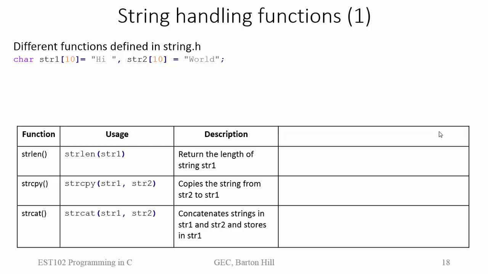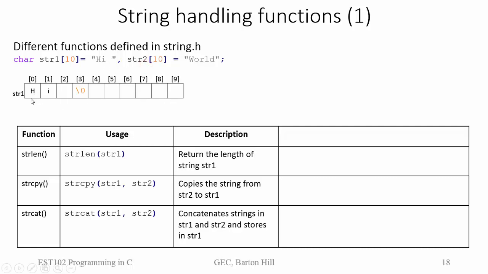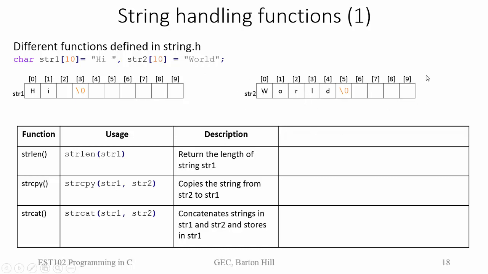Okay, first of all consider two strings, str1 of 10 inside which we are storing "hi " with a space, so it will be allocated like this. And then we have another string str2 inside which we are storing "world", which will be allocated like this. Okay, so now we will see the use of these functions.